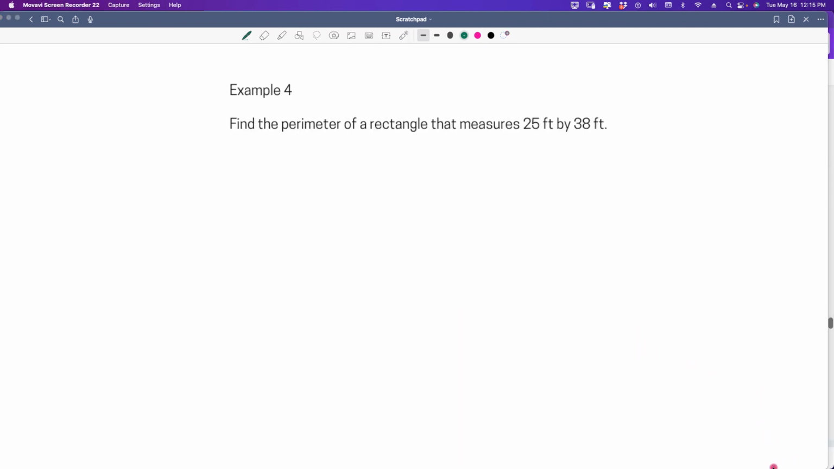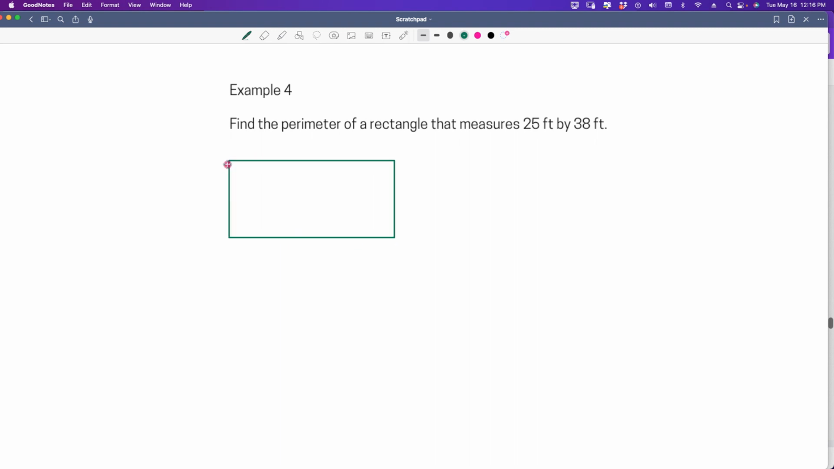So let's say that our backyard is 25 feet by 38 feet and we want to put a fence around the whole thing, like all the way around, even behind the back of the house. So sometimes it's helpful to draw a picture of that. So we're going to draw a rectangle here.